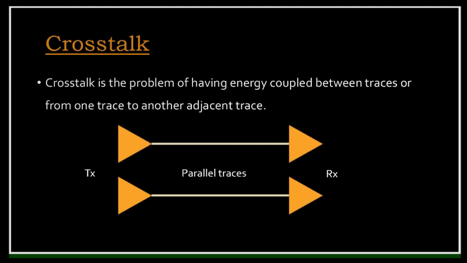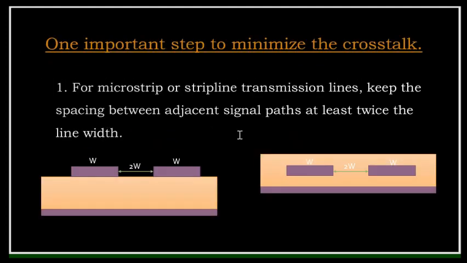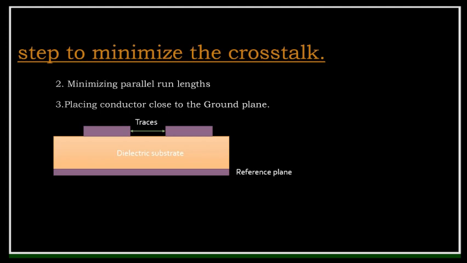We need to keep enough gap or separation between the two traces, that is 2 times the width of the trace, minimize the parallel run lengths, and place the conductor close to the ground plane by reducing the dielectric substrate. These three guidelines will help you to design a good high-speed product.